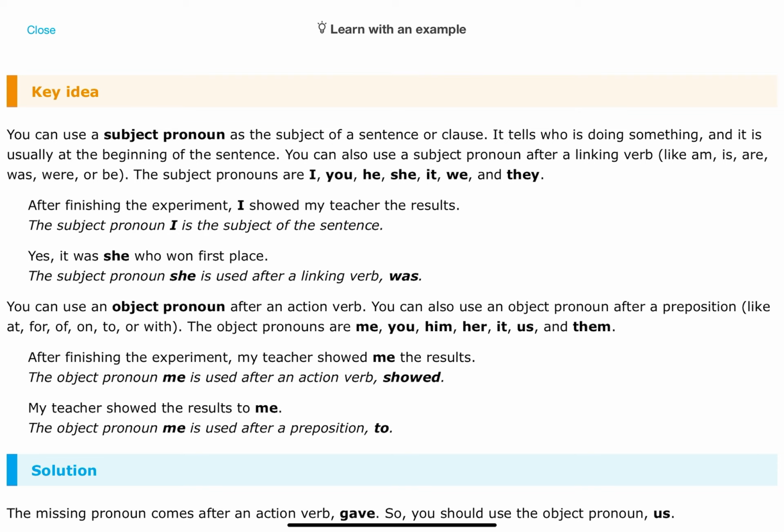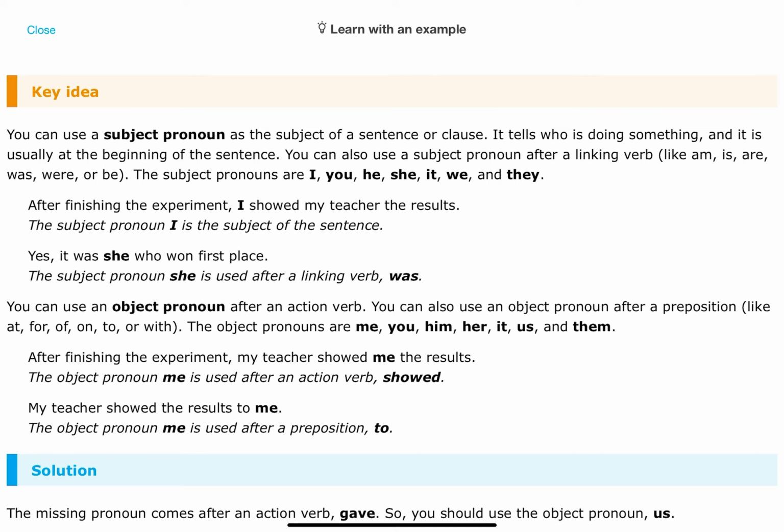Or you can use an object pronoun after an action verb. You can also use an object pronoun after a preposition, like at, for, of, on, to, or with. These are prepositions. The object pronouns are me, you, him, her, it, us, and them.